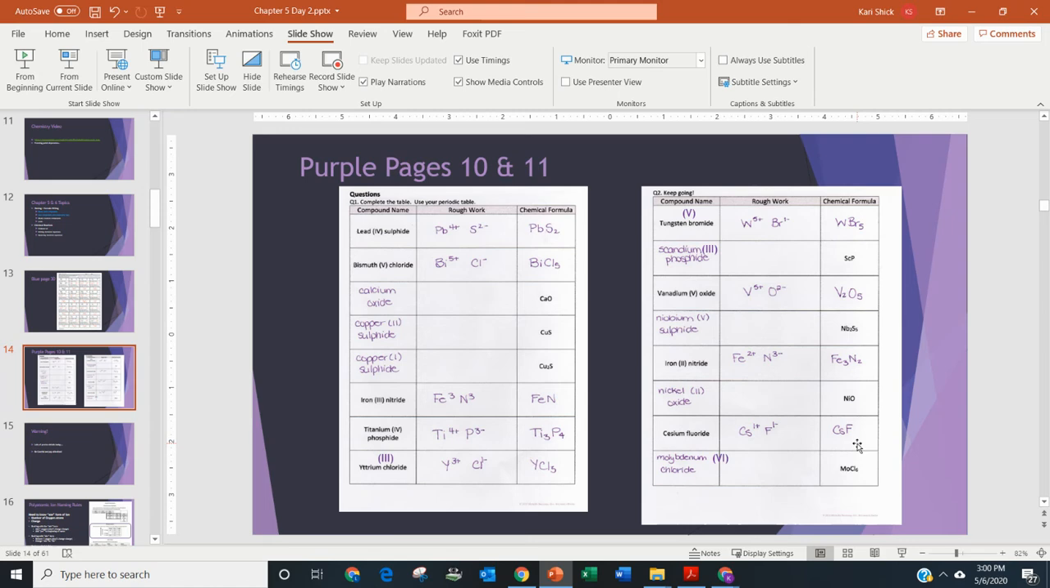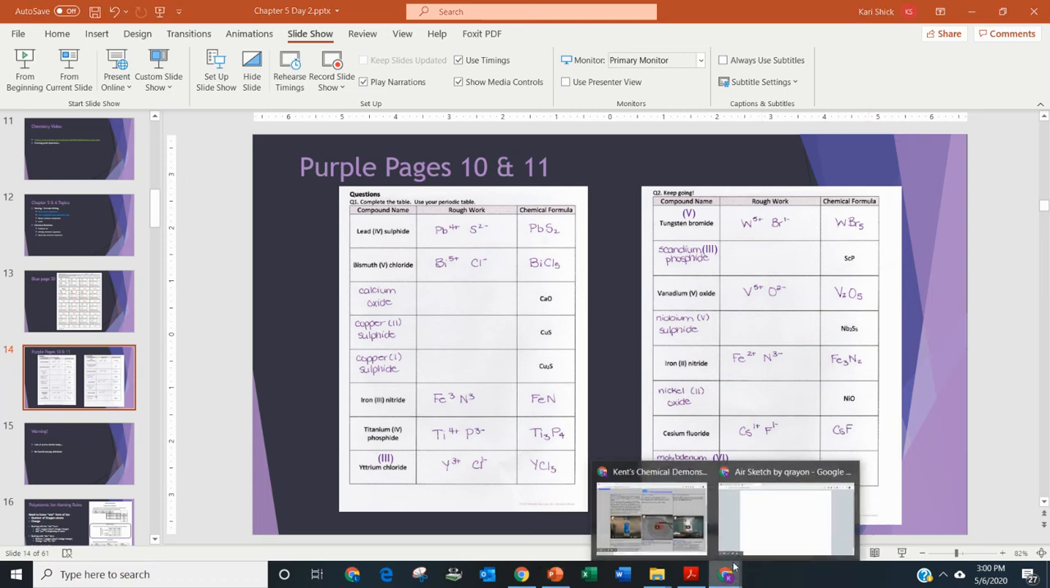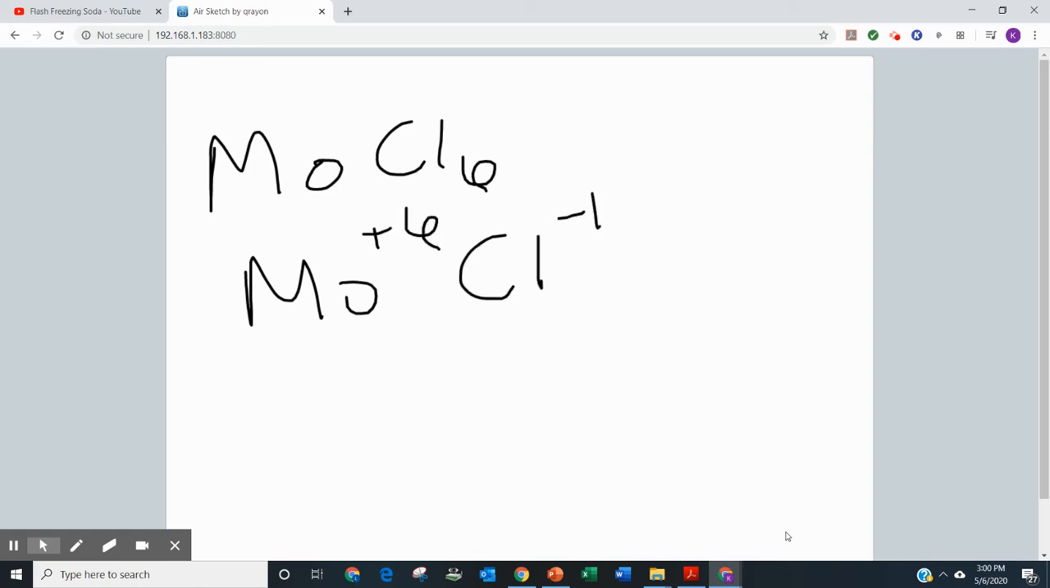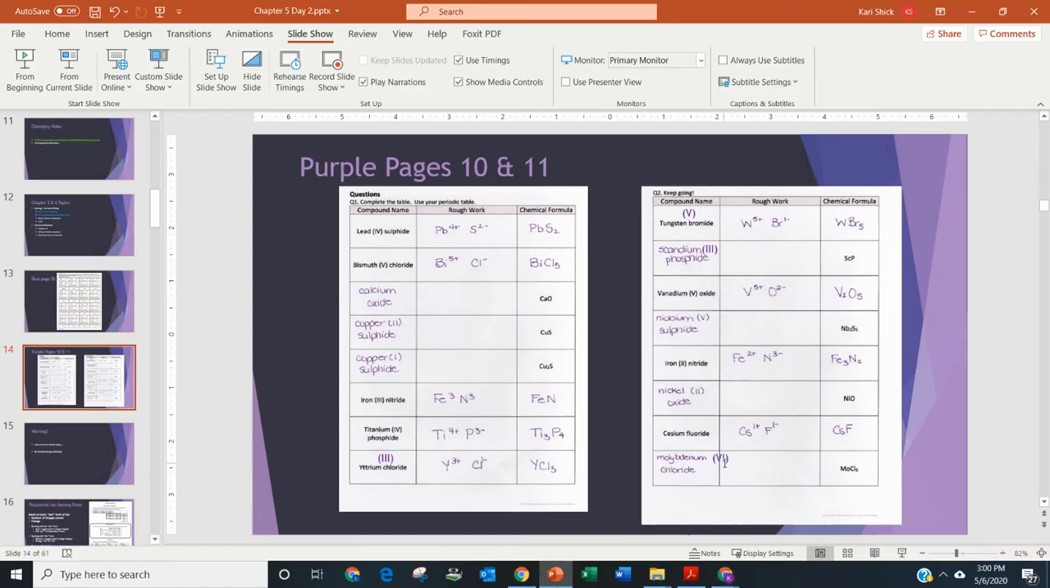Then we've got molybdenum and chlorine here for MoCl6. So when we look at these, when we reverse them to try to find out what the charges are, we've got Mo having a +6, chlorine having a -1, and when we look at the periodic table, chlorine does have a -1 charge. So that tells us that this is what molybdenum's charge is for here. So we have molybdenum parentheses Roman numeral 6 chloride.